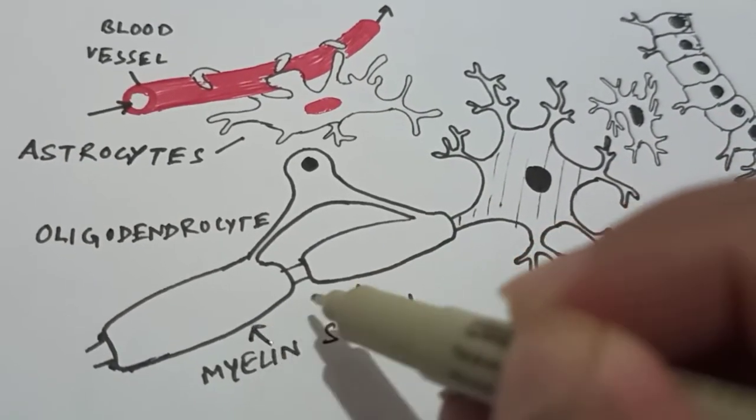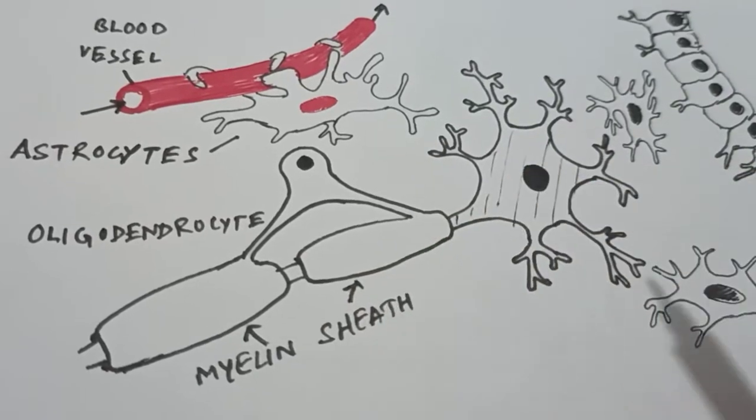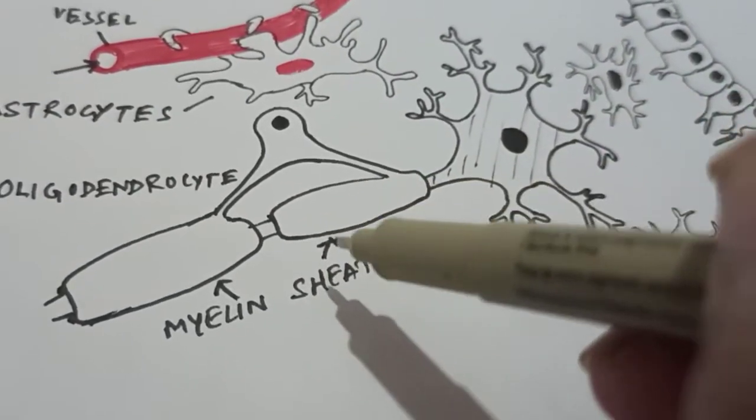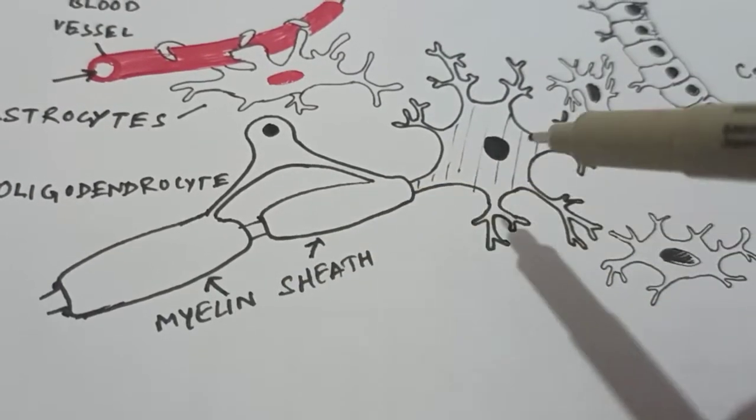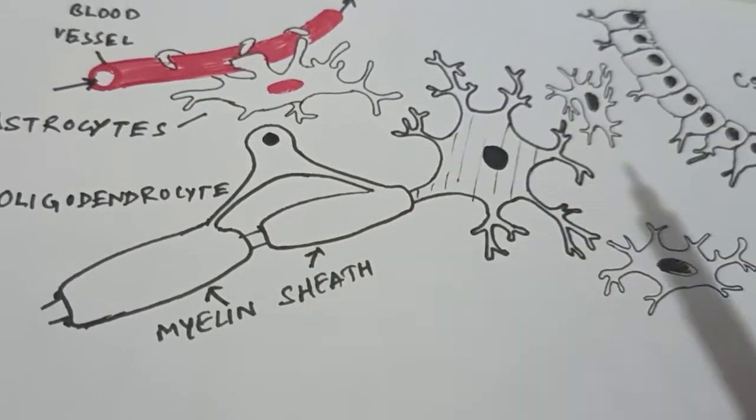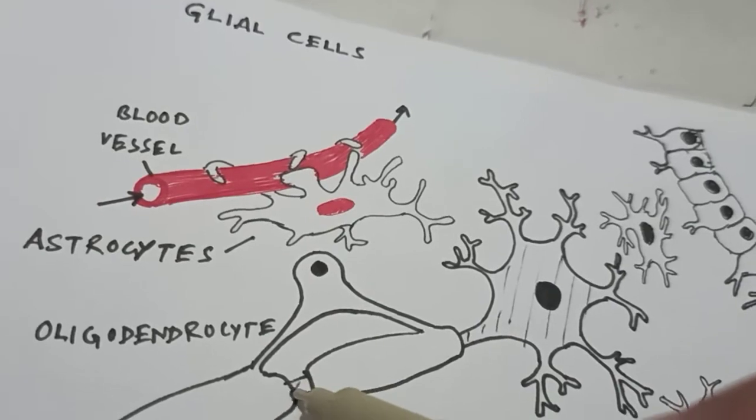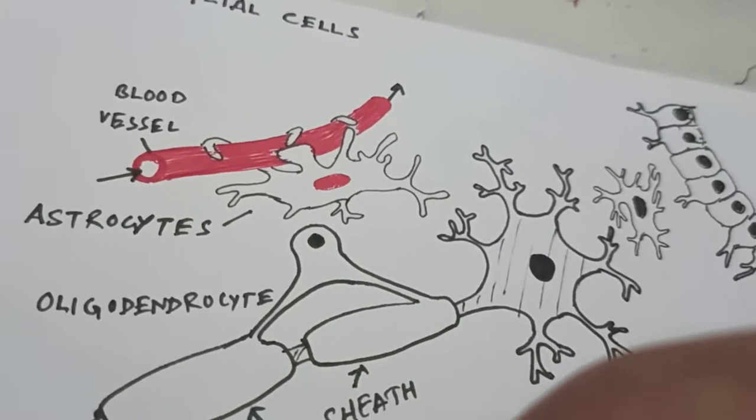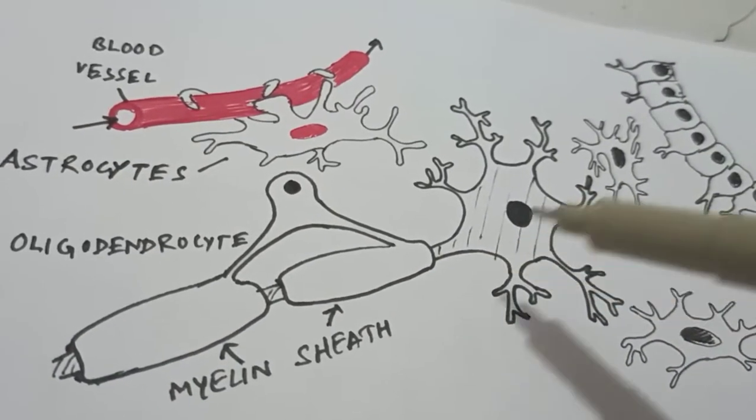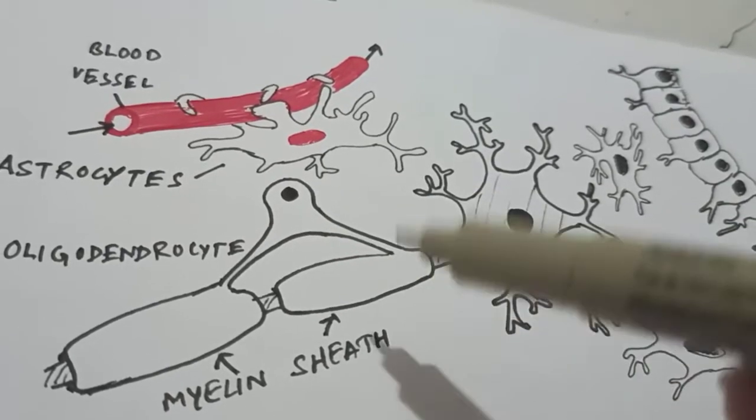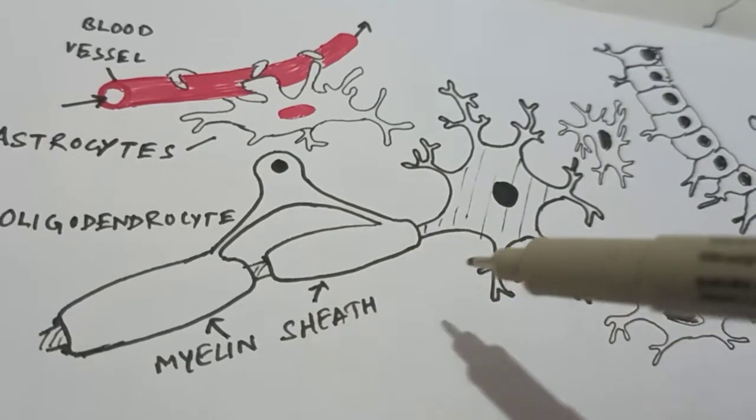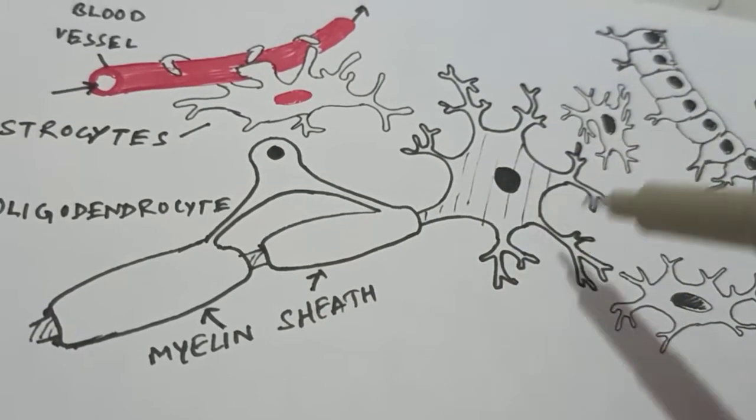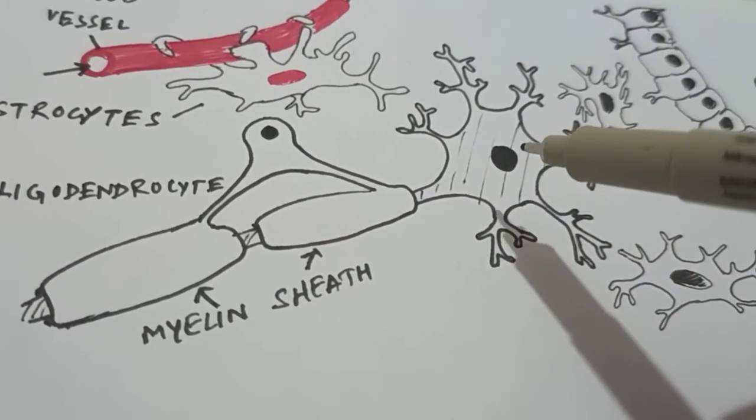This myelin sheath that we see, as you know, helps in the transmission of the signal through the neuron. Okay, so this myelin sheath is going to be very useful for neural conduction, and it also gives protection. So this oligodendrocyte is responsible for creation of the myelin sheath around all these particular cells.